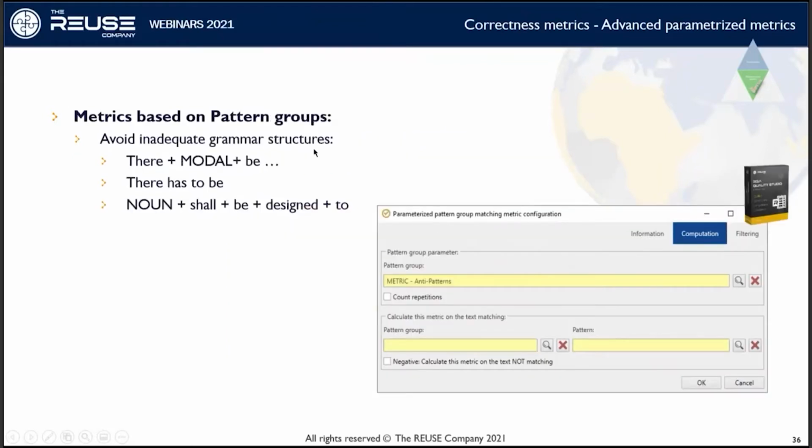We have the same function for pattern groups. So instead of having just one parameter here, we have a pattern group which features several patterns. So for example, anti-patterns to avoid inadequate grammar structures. For example, there shall be, there has to be, which is not stating the subject, or shall be designed to, or shall be capable of, all these kind of structures. And here there is no exception case. It's going to be checked anywhere in the sentence.